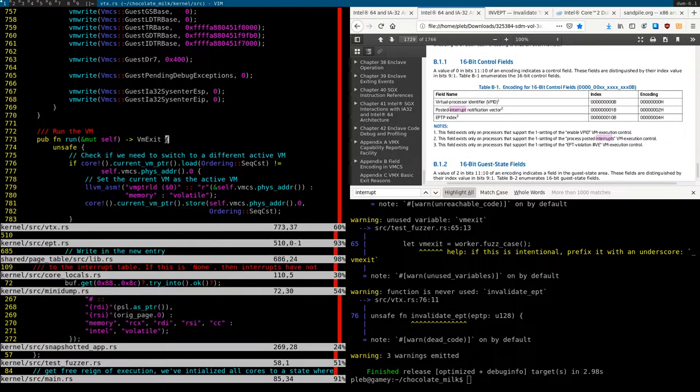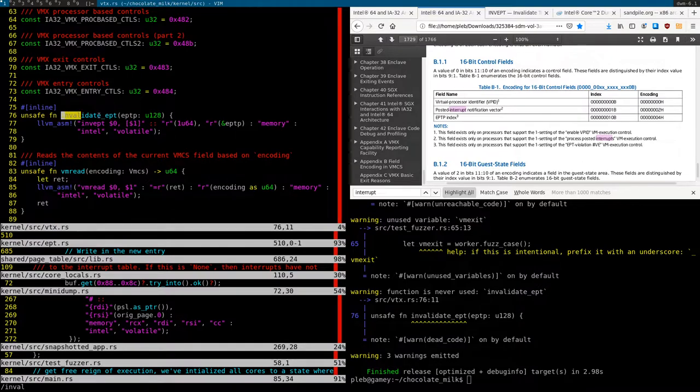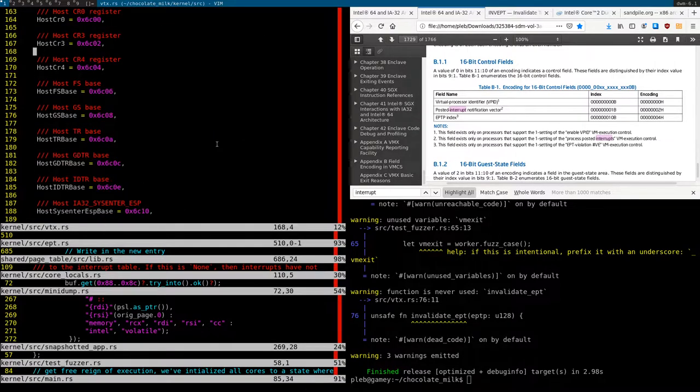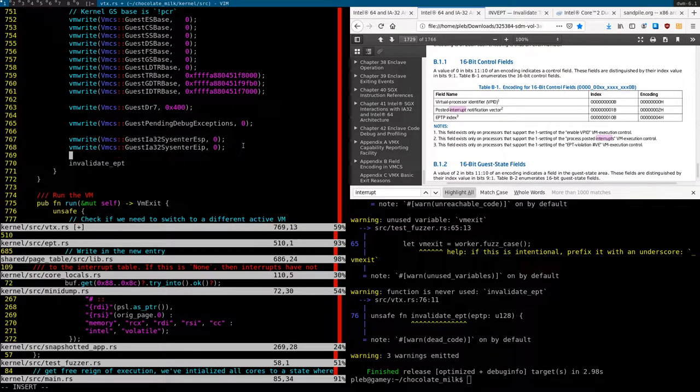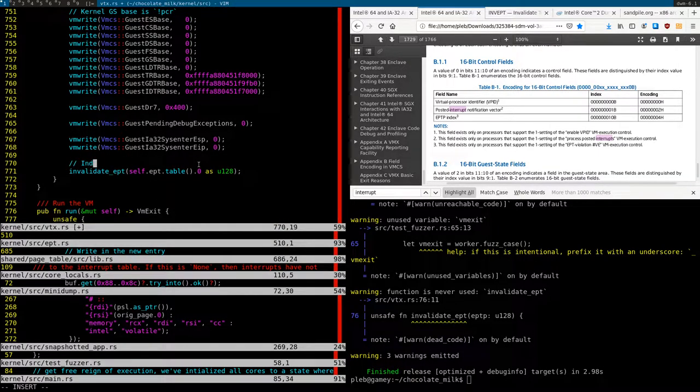And now, invalidate EPT. We have an EPTP pointer. Okay, so then we just want to use invalidate EPT in reset at the end. And we'll pass it self EPT table as U128.0, because it's a physical address, and invalidate the EPT.